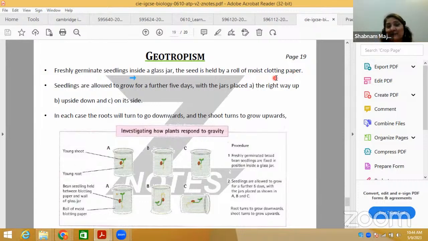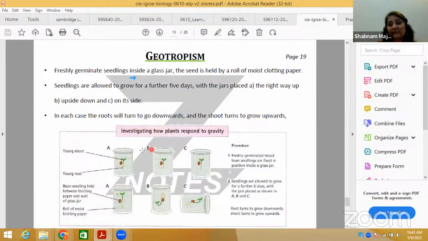So seed is held by roll of quality paper. Seedlings are allowed to grow for further 5 days. The jars placed right way up, upside down or sides pe. So you have these. In each case, the roots will tend to go downwards and the shoot turns to grow upward. Shoots grow upward towards the sunlight, to say get a positive phototropic, and they are negative geotropic. So opposite to for geotropism.